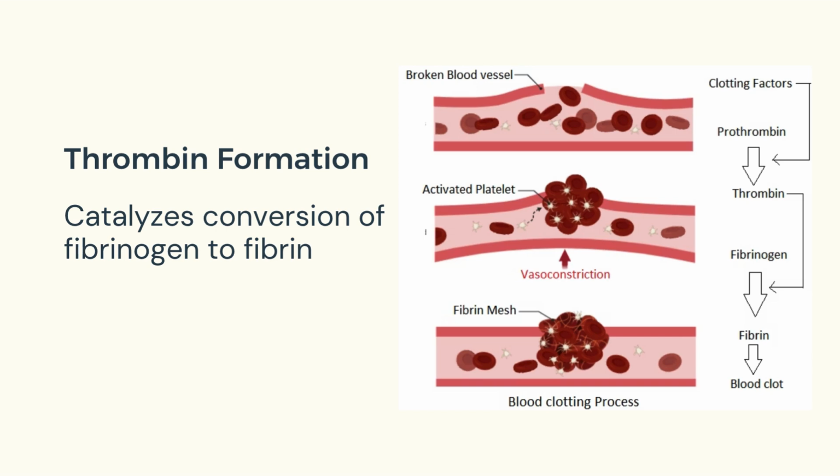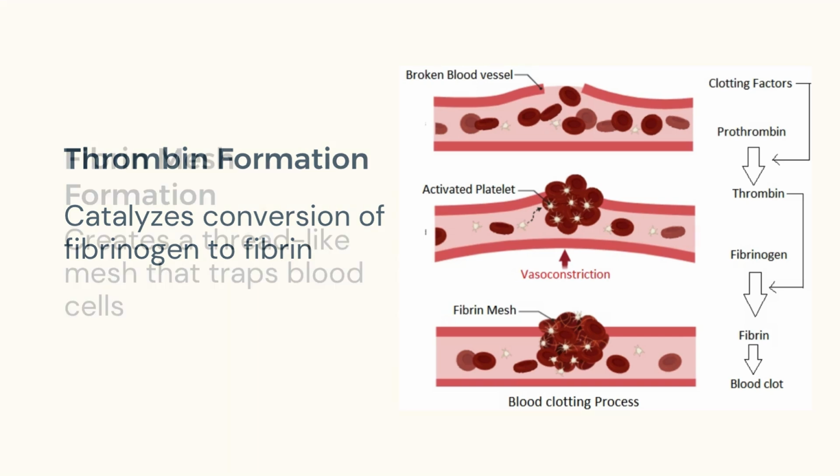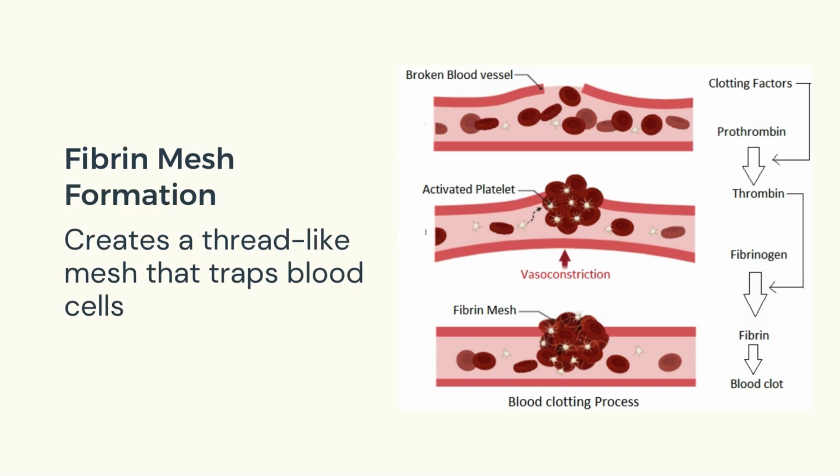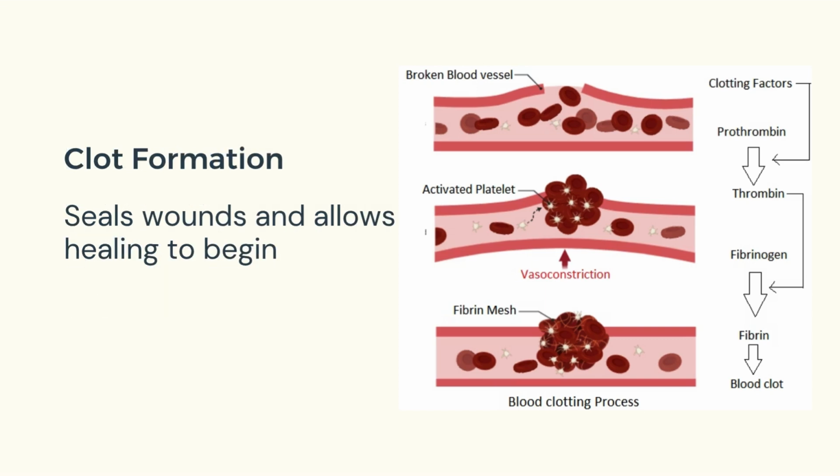Thrombin catalyzes the conversion of fibrinogen to fibrin. Fibrin forms a thread-like mesh that traps blood cells, leading to clot formation. This seals wounds and allows healing to begin.